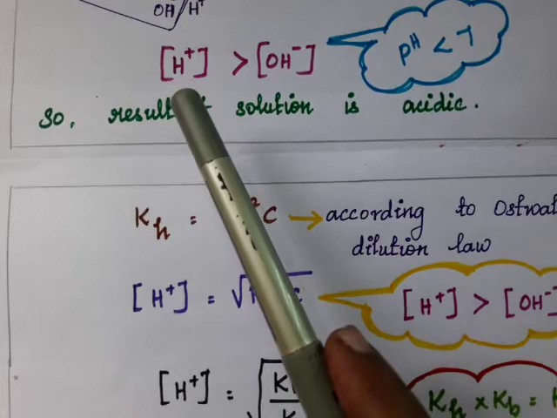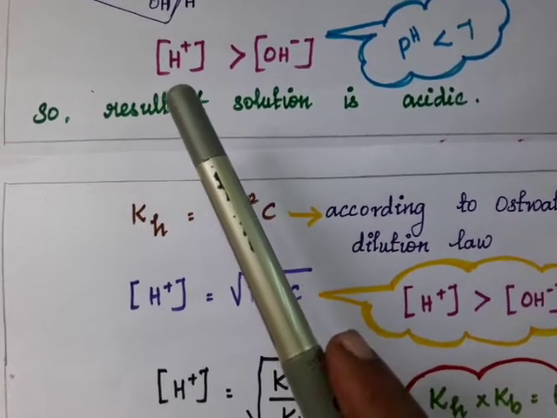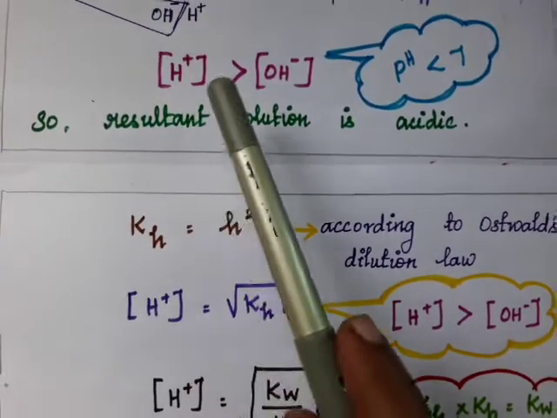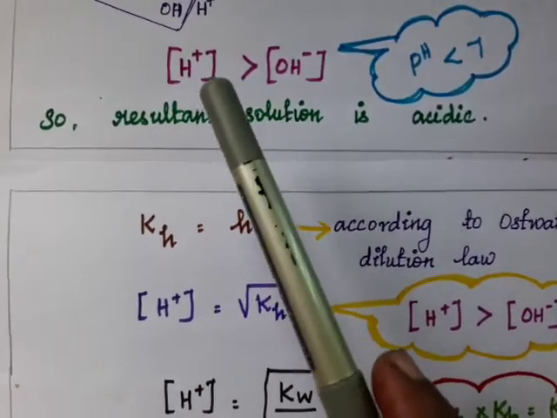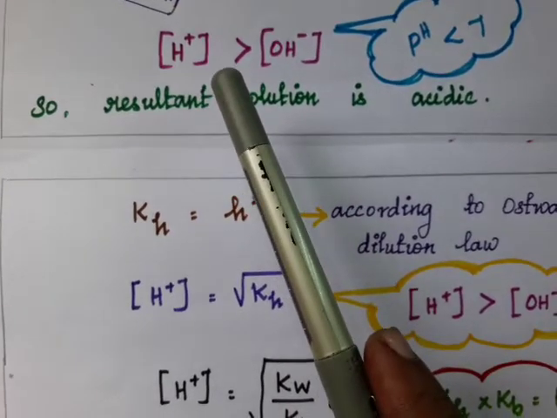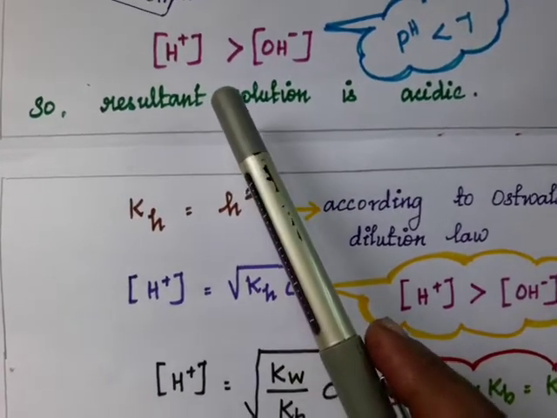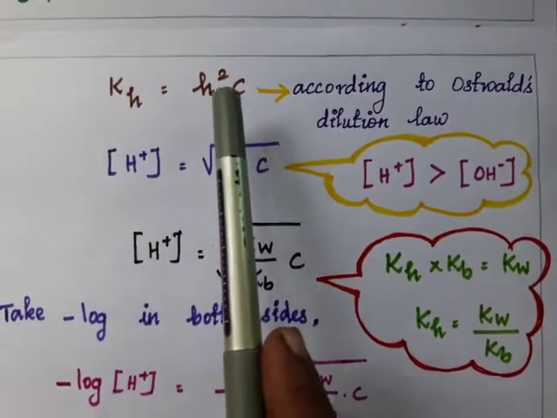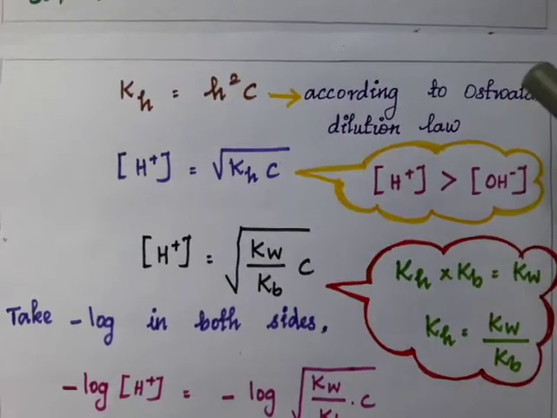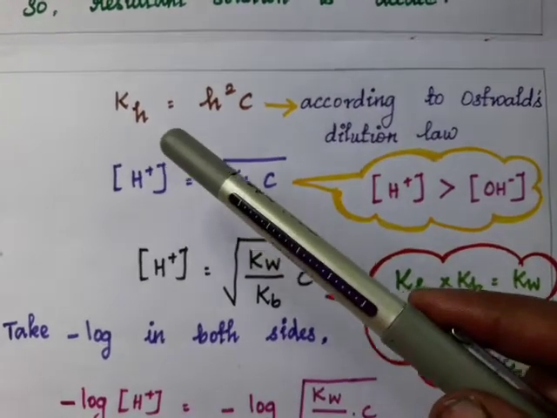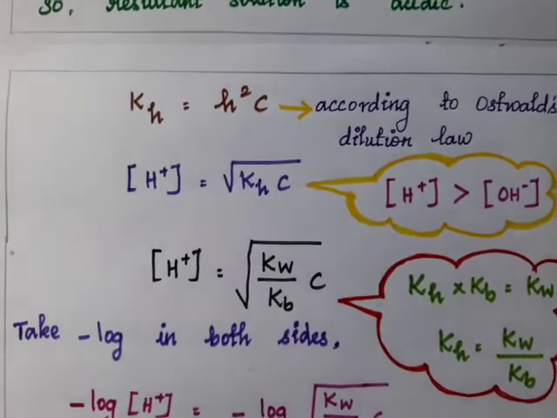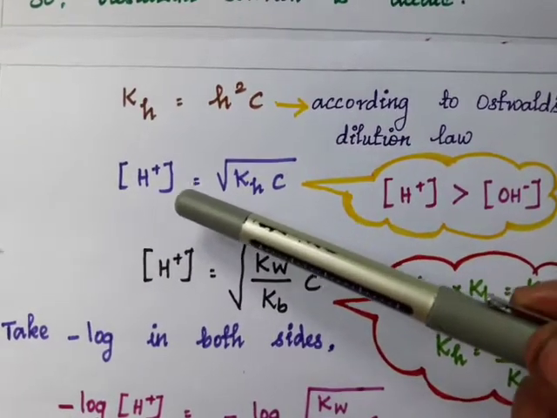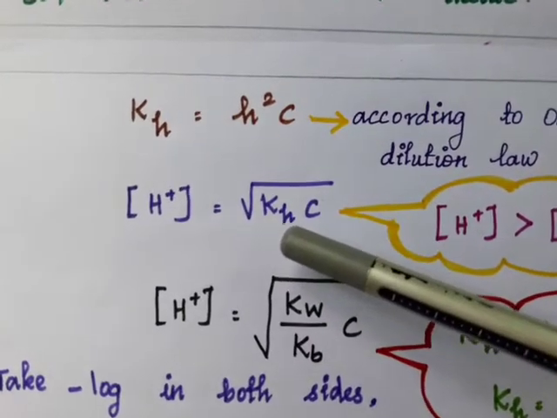You know what is the formula of pH? pH is equal to minus log of concentration of H plus. So this H plus ion concentration will be used for the calculation of pH. As we know that Kh is equal to h squared C. According to the Ostwald dilution law, Kh is equal to h squared into C, and H plus ion concentration is equal to root of Kh into C.